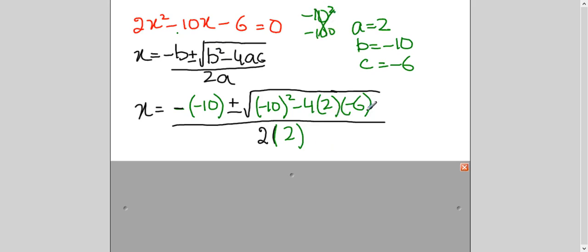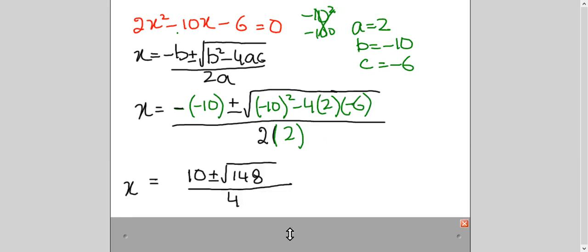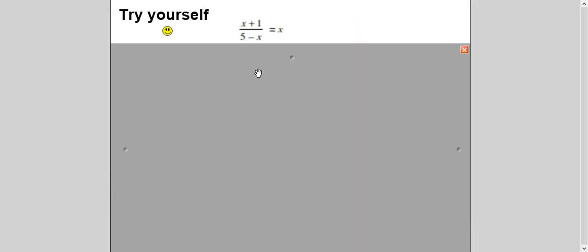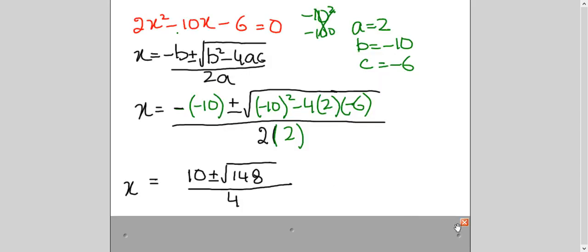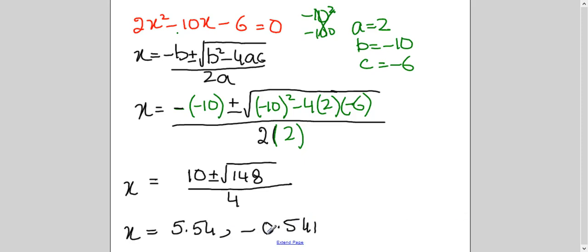Anyway, and don't forget to put this sign, because minus minus will become plus. Now after that, you have to solve it one time with the plus value and one time with the minus value, and you will get the answer. Okay, I have already told you about using the calculator, and you will get it.